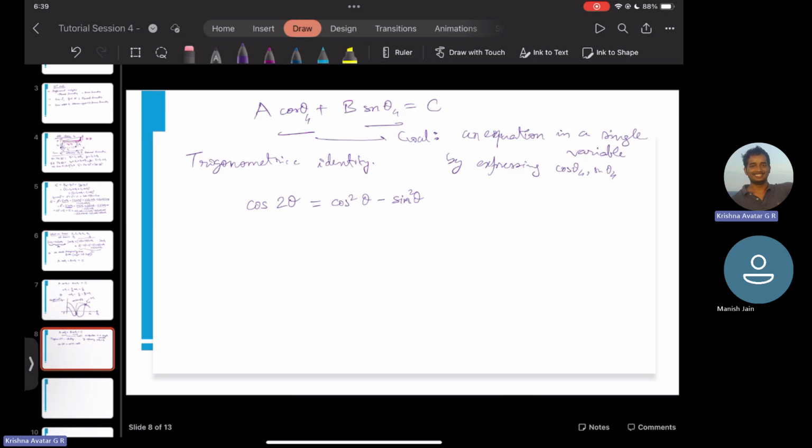One identity was sec square theta is equal to 1 plus tan square theta. And of course, the well-known one is sine square theta plus cosine square theta is equal to 1. So there are several such. And then we also have, I'll just write it here, sine. I'd better avoid using theta, it just creates confusion for now. So we'll just call it some phi.